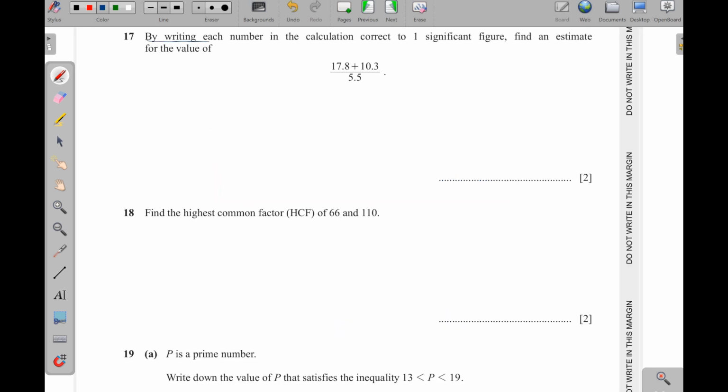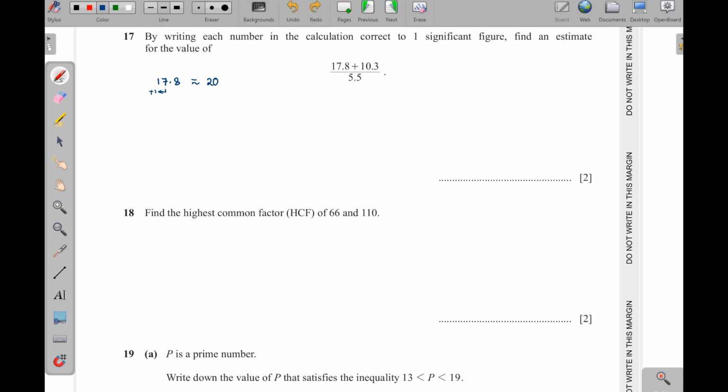Question 17. By writing each number in the calculation correct to one significant figure, find an estimate of the value of this one here. Okay, so we have 17.8 here. These are 3 significant figures. So if we round to one significant figure, we shall round this 7 here to 1. So we shall add a 1 here, and this one will be a 2. Of course, you cannot move from 17 to a 2. So I'll put a 0 here in the place of 7.